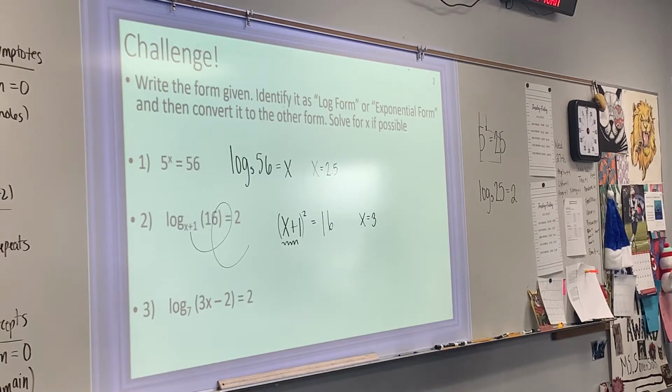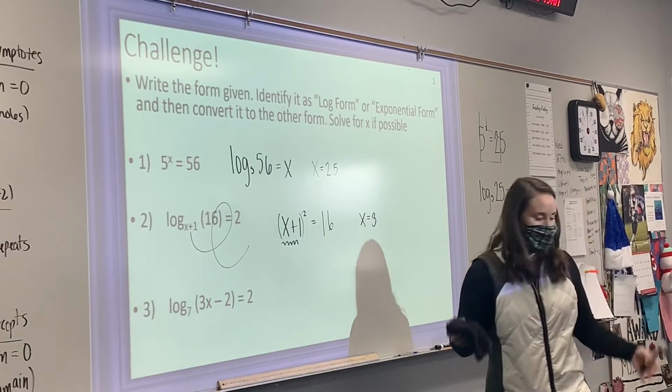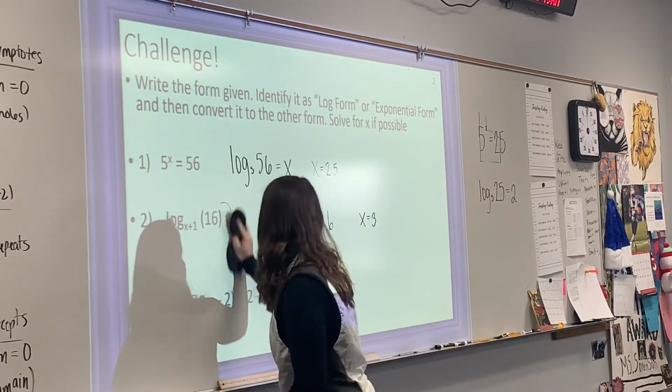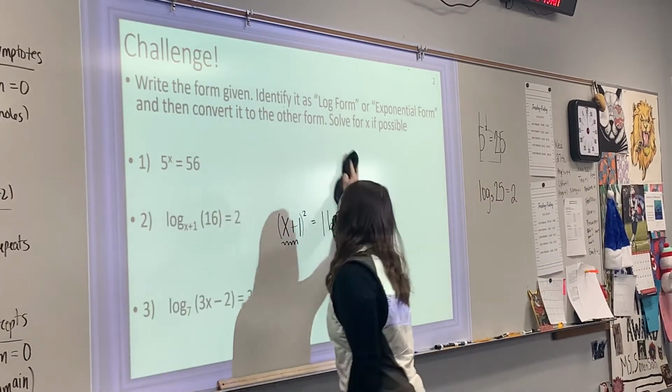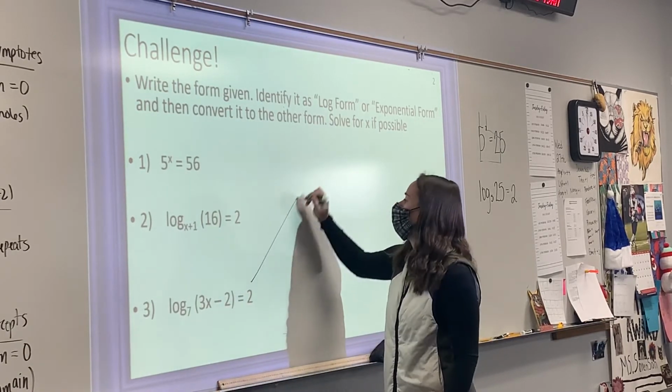So there's not like one way to do these. It's just kind of rewrite it and then try to figure it out. And the ones that I'm going to give you today are actually going to be much easier than this. But I did think I'd just introduce you to this.